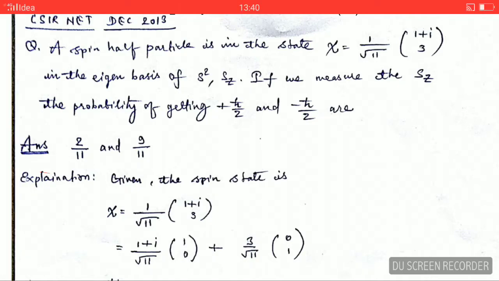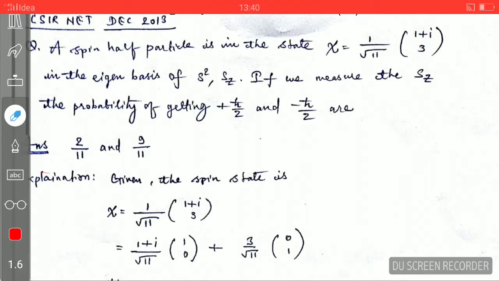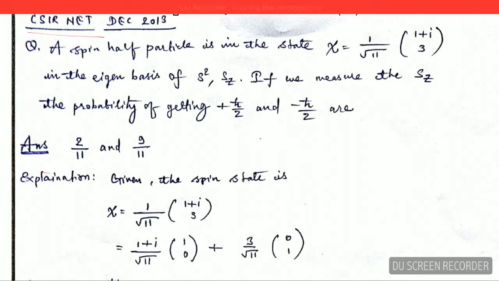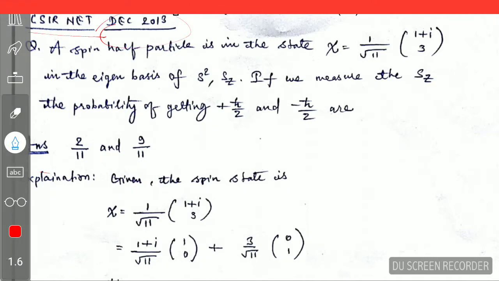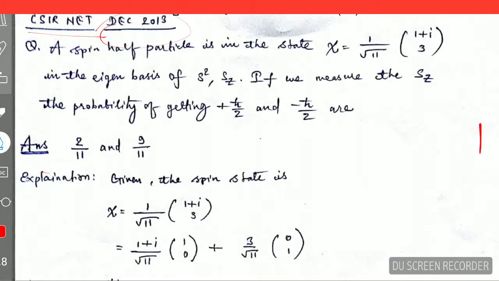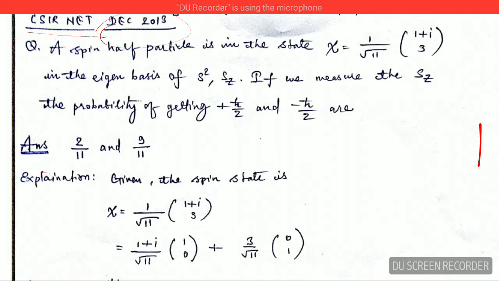I am going to explain how to solve this question. This question was asked in CSIR NET December 2013. The question is based on quantum mechanics, and I am going to tell you the method that is used to solve this type of question. So let's read the question.